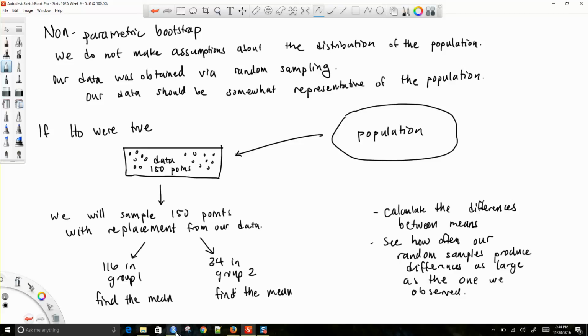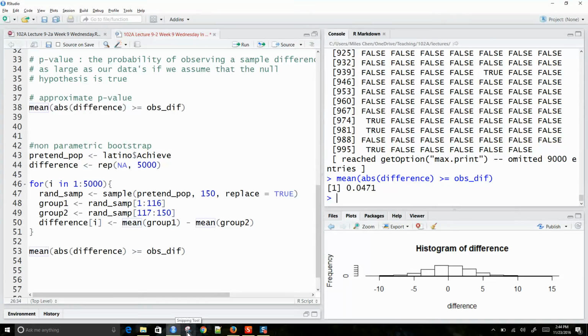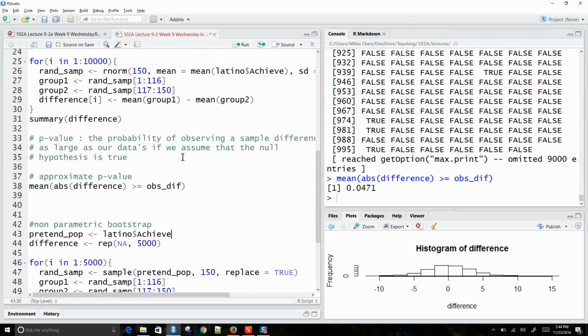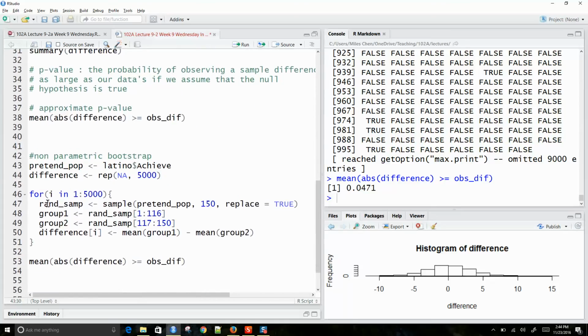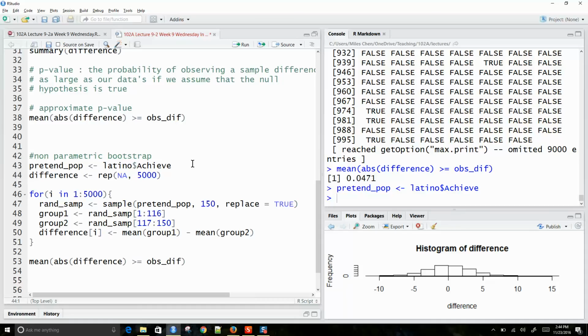Let me put up the code here. The code for non-parametric bootstrap is almost the same as the parametric bootstrap. The only key difference is the way we do our random sampling. First I take the column of values, Latino education achievement, which is what we have. I'm calling this my pretend population. We don't say that in bootstrapping, but that's effectively what it is. We'll do this 10,000 times.